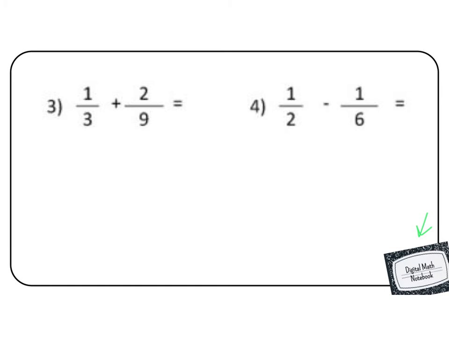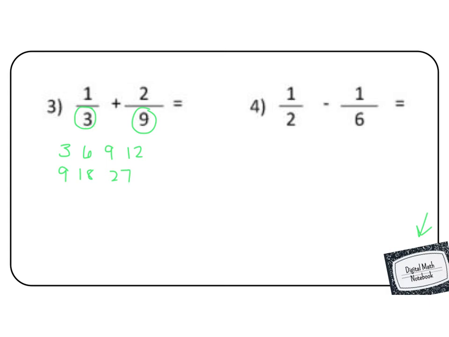Our first problem is an addition problem. We are adding 1/3 plus 2/9. The first thing to notice is that we have different numbers on the bottom. So we want to find a number that both 3 and 9 could be. I could multiply them and use 27, but let's make a list of some multiples and see if we can get a smaller number. So 3, 6, 9, 12, and then 9, 18, 27.